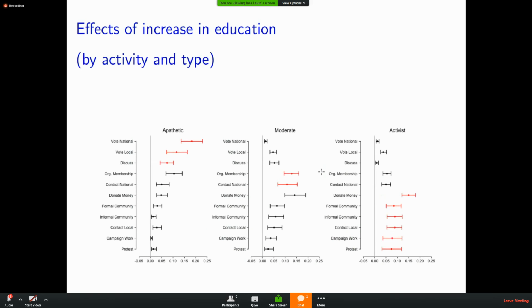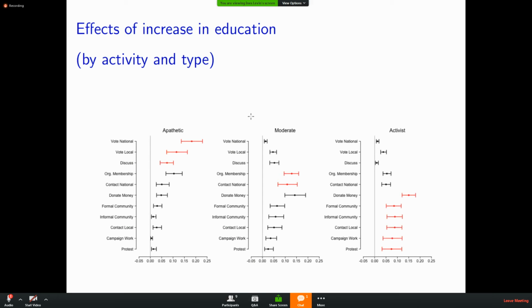When I talked about my expectations regarding what we were going to find when applying this model to data of this type, I said that I expected the impact of a marginal increase in access to resources to vary across participatory types, depending on the type of activity. Here I'm going to try to illustrate that the findings point precisely in that direction, using these plots that show credible intervals and point estimates for the effect of a marginal increase in education on the probability of participating in all the activities considered in the analysis, for individuals with apathetic, moderate, and activist types.